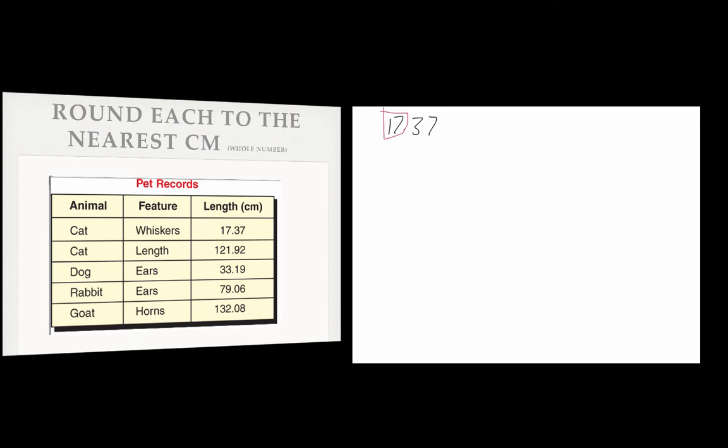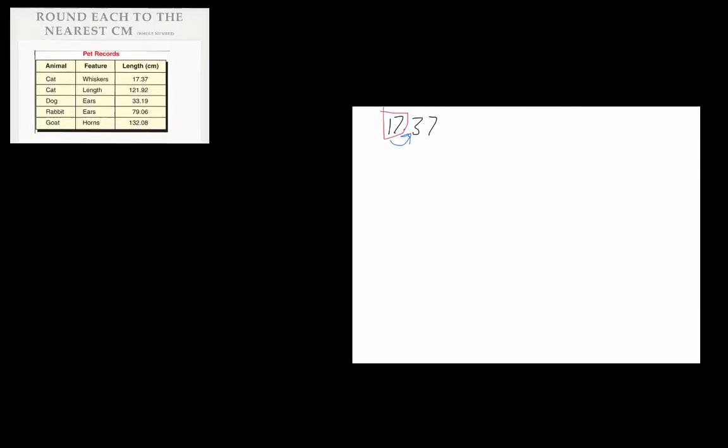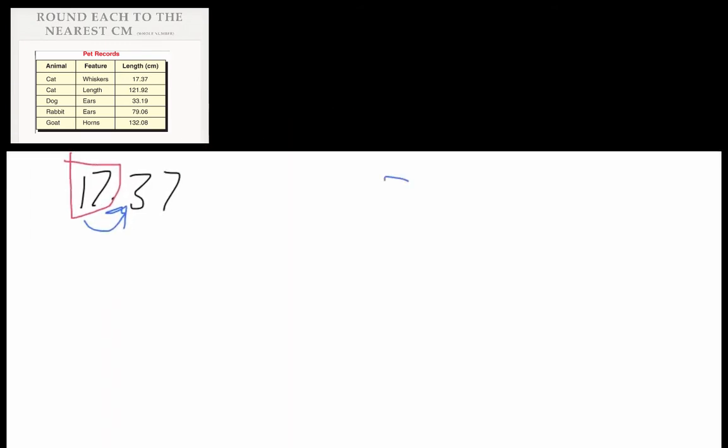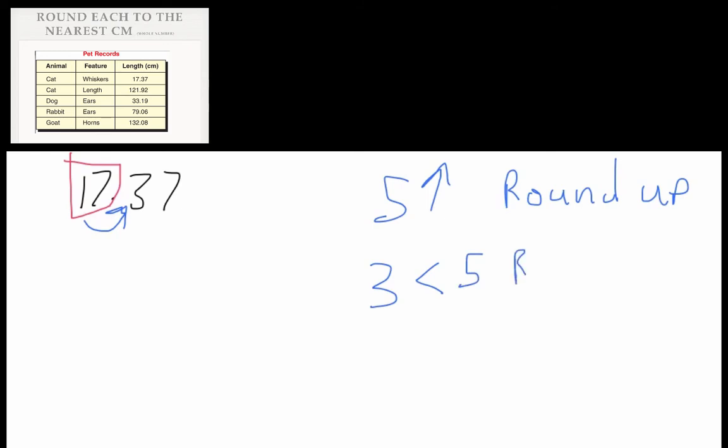And we know that to determine whether or not to round up, we need to look at the number directly to the right, which in this case is the 3. The rules for rounding tell us that if the number is 5 or greater, then we round up. In this case, the number is a 3. Well, 3 is less than 5, and therefore we need to round down.